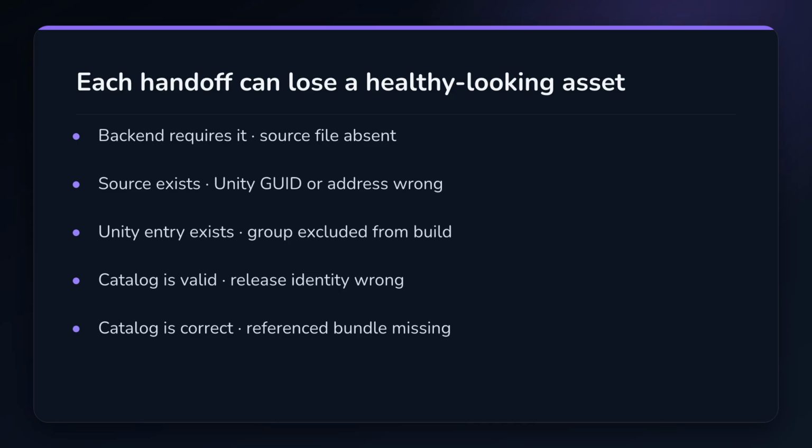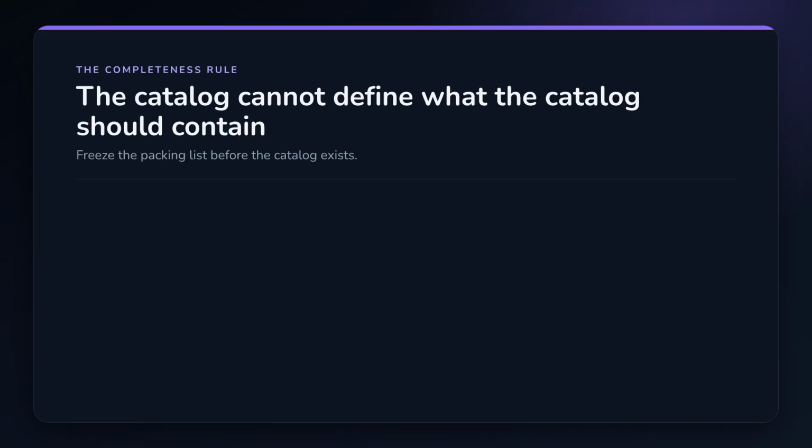The backend can request an image that was never created. A healthy source file can be left out of the build. A valid catalog can point at an older release, so every download succeeds while we test the wrong content. Most importantly, we cannot ask the catalog what should be in the catalog. We need a packing list created before the catalog exists, and then we compare the two.